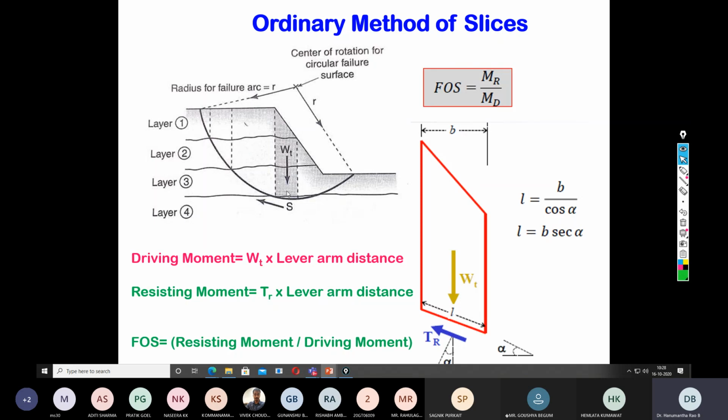So we can say summation of the weight multiplied by the lever arm distance. Since we know the lever arm distance from the center to the corresponding slice, the computer program easily calculates and sums up to give the combined resisting moment, while our driving moment follows similarly. So the factor of safety is defined as resisting moment by driving moment. I know the width of the slice as B, and using this simple mathematical juggling, I can calculate the inclined length of the slice. So that is L is equal to B by cos alpha.